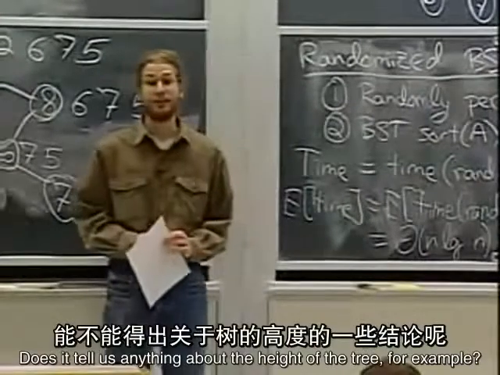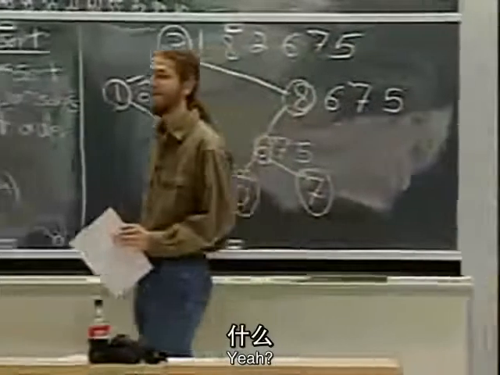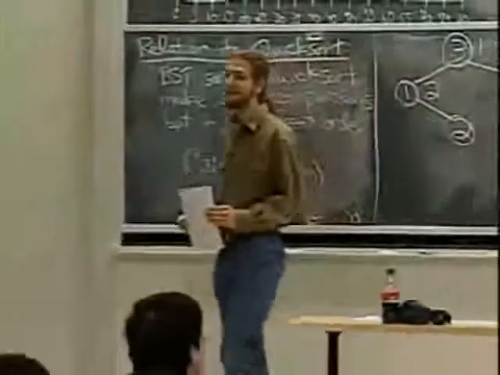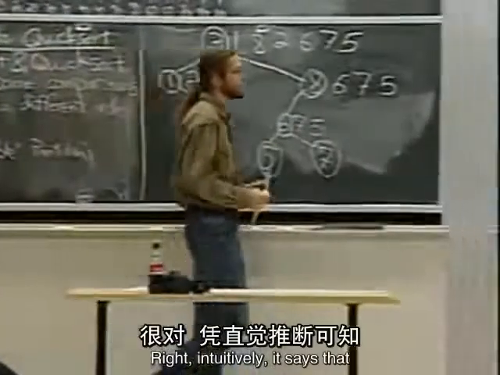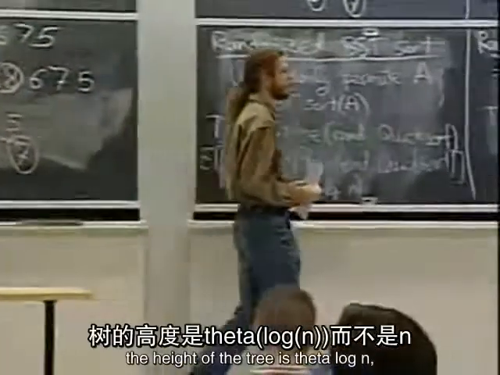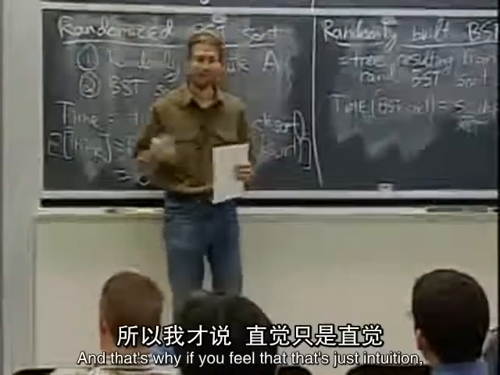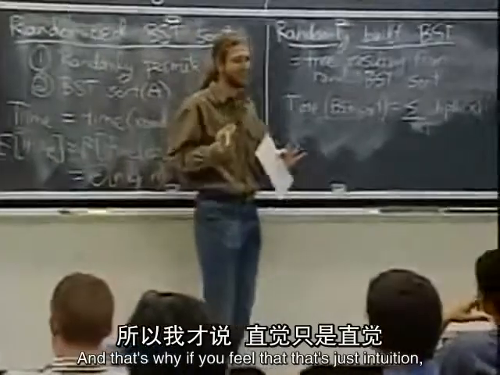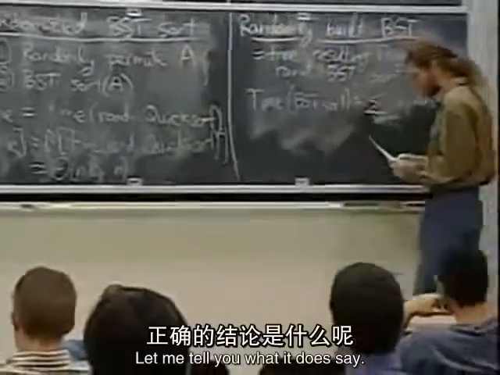Does it tell us anything about the height of the tree, for example? Yeah? In some intuitive sense, it says that the height is about theta log n and not theta n. Intuitively, it says the height of the tree is theta log n and not n. But in fact, it doesn't show that. That's just intuition, but it may not be quite right. Indeed, it's not. Let me tell you what it does say.